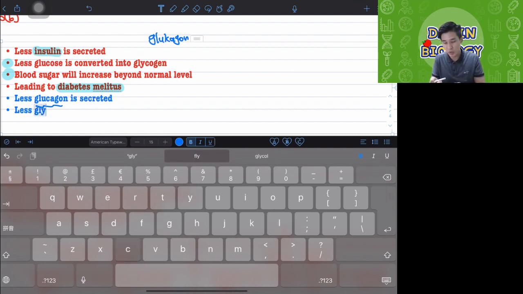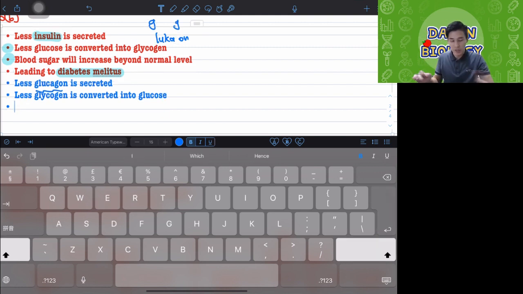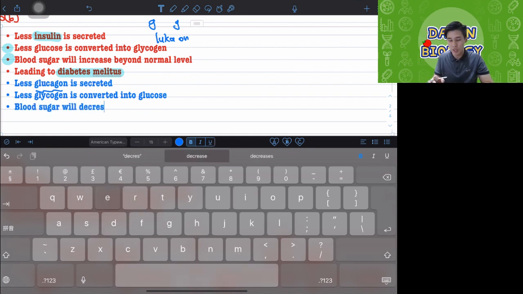Less glycogen is converted into glucose. So glucagon does the opposite. Glucagon helps you to increase your blood sugar by converting, just now, the glycogen back into glucose. Okay, so therefore, blood sugar will decrease below normal level.